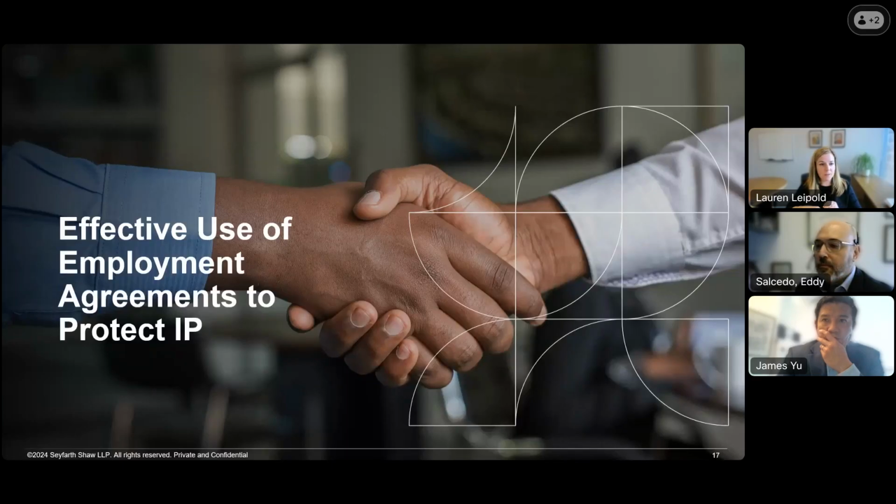So at this point, I want to make sure we have enough time to get into the specifics of what you need to do to be protecting those trade secrets. So I'm going to turn it over to Eddie, who's going to share some information with you on a very important tool in your tool belt, which is employment agreements.